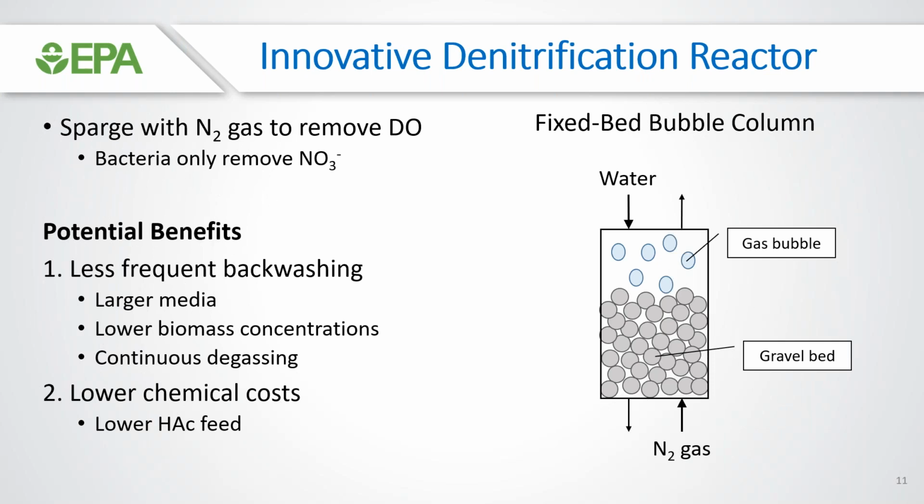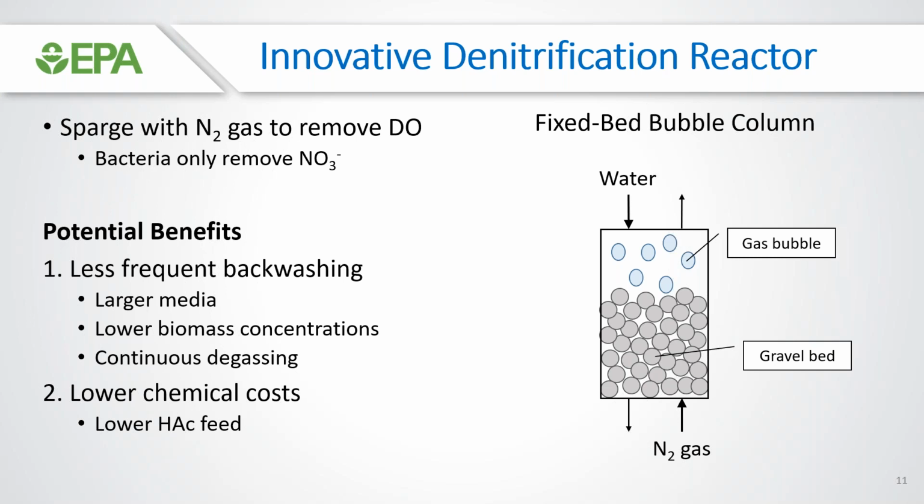So we've been working on an innovative denitrification reactor that's a fixed bed bubble column. So in this, we have water coming in at the top and flowing out the bottom through a packed bed. We've been working with gravel so far that's about a 1/2 inch in diameter. And then counter current to that, we're sparging in nitrogen gas from the bottom. So we're taking advantage of that gas transfer to strip out the dissolved oxygen in the water. So our bacteria only need to remove nitrate.